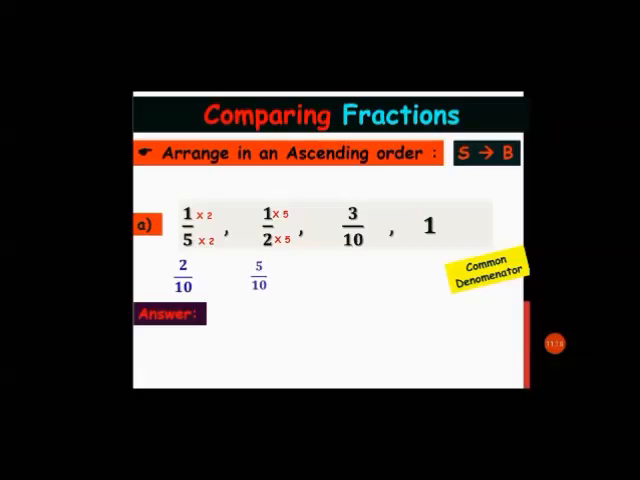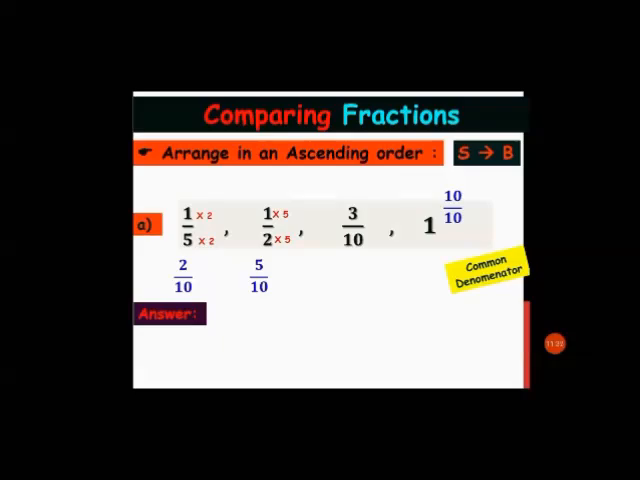This is 2 over 10, and this will be equal to 5 over 10. Then I have 3 over 10, I will leave it as it is. And then the 1, I will write it as 10 over 10. Now it's so easy to compare. All the denominators became the same, and I will just order the fractions according to the numerator.